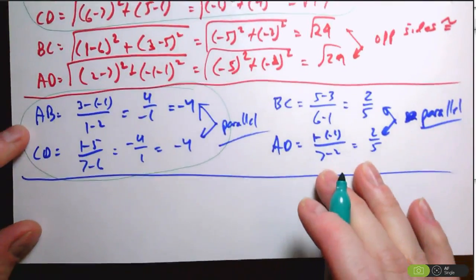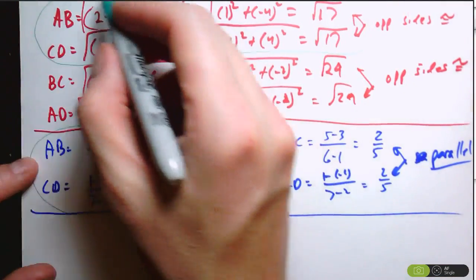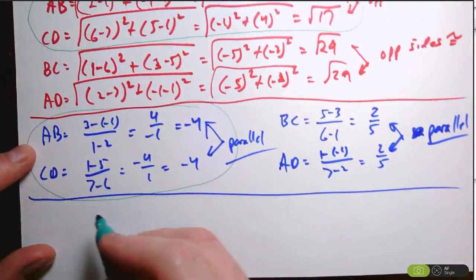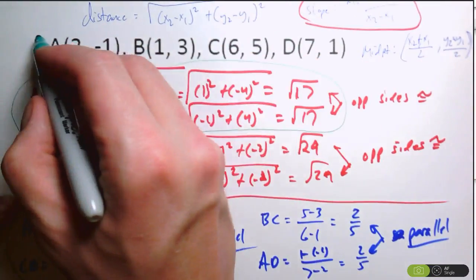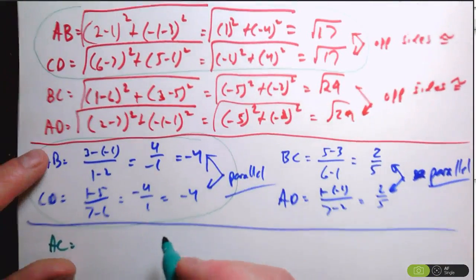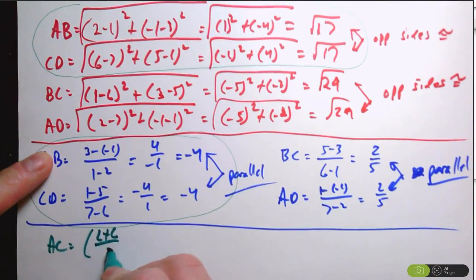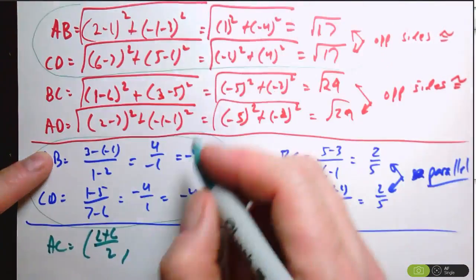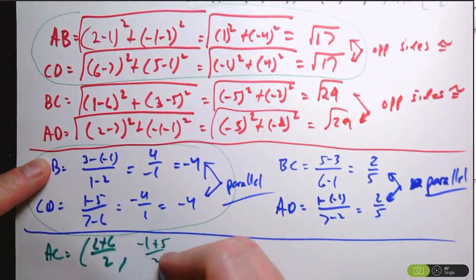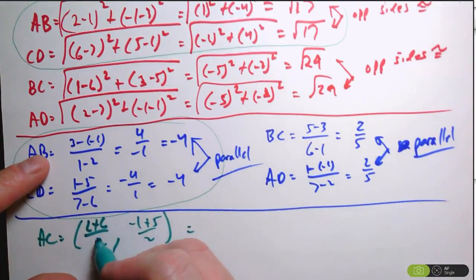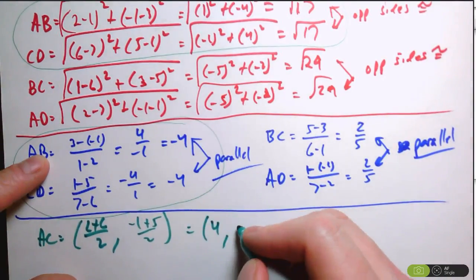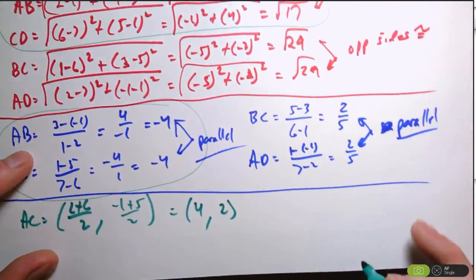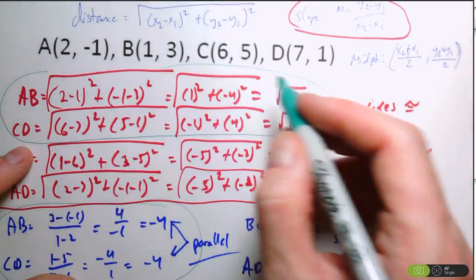So same midpoint. So I want to find the midpoint of AC. Well, that'll be x plus x, y plus y over 2, so 2 plus 6 over 2. And then -1 plus 5 over 2. Which gives us then 8 over 2, which is 4. 4 over 2, which is 2. So 4 comma 2.